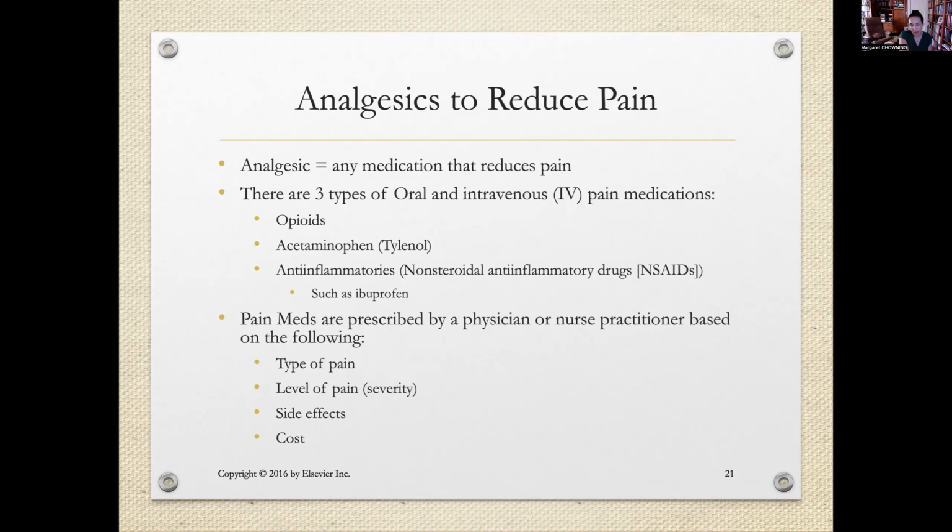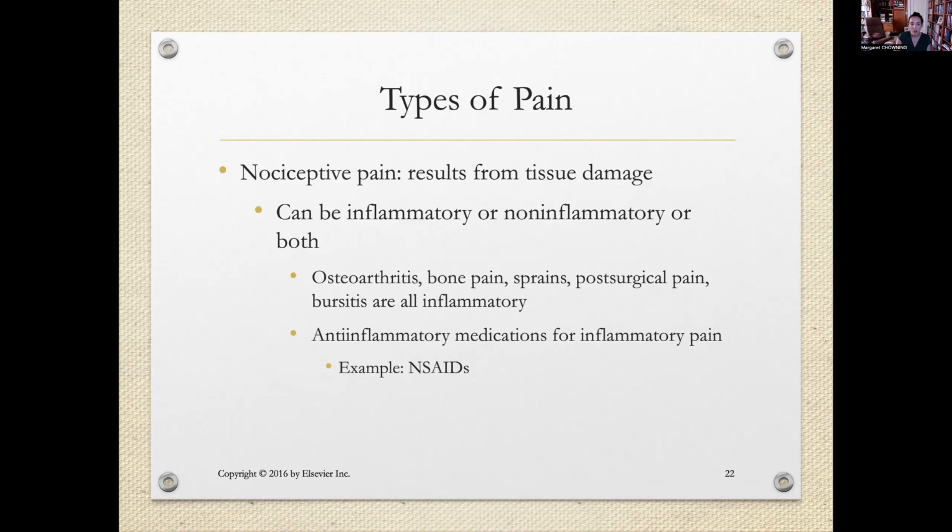Okay, analgesics to reduce pain. An analgesic is any medication that reduces pain. There are three types that you can take orally or intravenously: opioids, acetaminophen like Tylenol, and anti-inflammatories like Advil, ibuprofen. Okay. Pain meds are prescribed by a physician or a nurse practitioner based on the following: type of pain, level of pain, the side effects of those medications, and the cost to the patient.